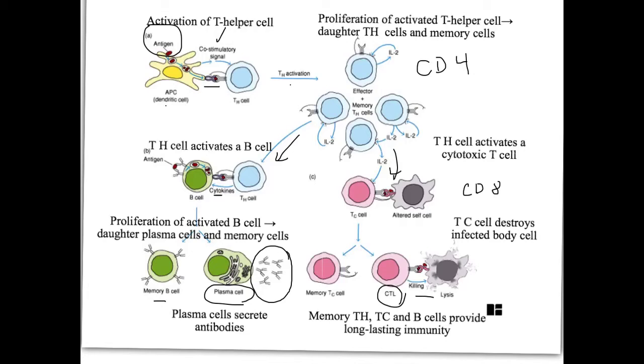Meanwhile, the memory cytotoxic T cells, memory B cells, and memory T helper cells will continue circulating throughout the body for weeks, months, or even years to provide long-lasting immunity.